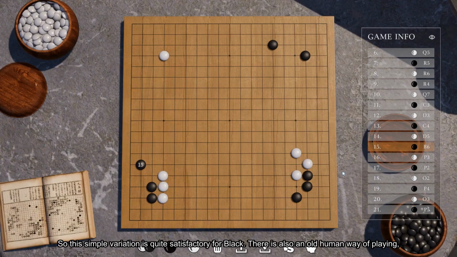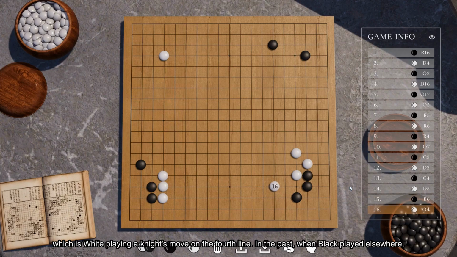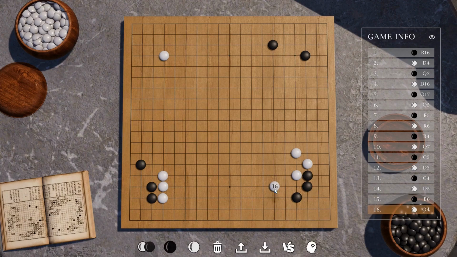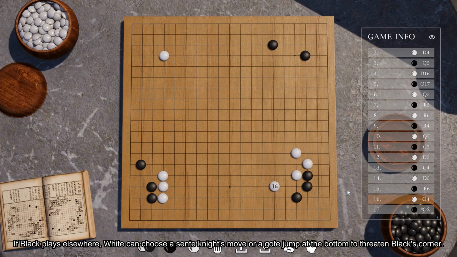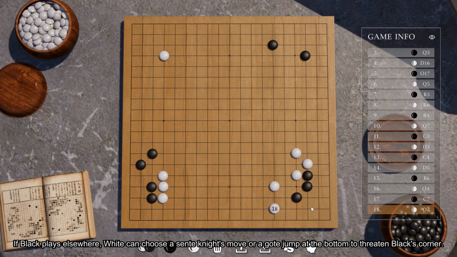There is also an old human way of playing, which is white playing a knight's move on the 4th line. In the past, when black played elsewhere, white's 4th line knight's move was a way to fight for sente. If black follows with a knight's move, white gets sente. If black plays elsewhere, white can choose a sente knight's move or a goatee jump at the bottom to threaten black's corner.